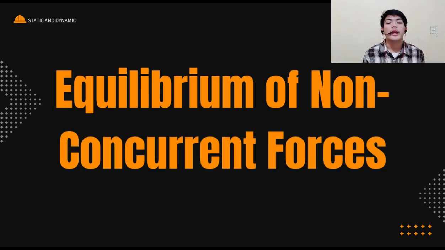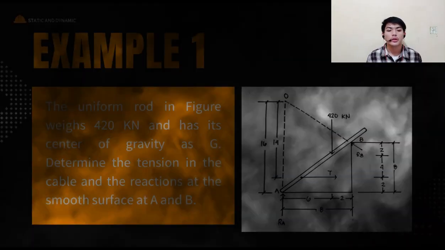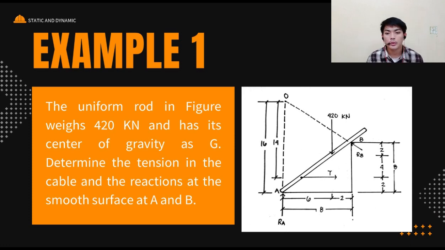So let's proceed to our next topic, which is the equilibrium of non-concurrent forces. For our example 1, the uniform rod in the figure weighs 420 kilonewtons and has its center of gravity at G. Determine the tension in the cable and the reactions at the smooth surface at points A and B. So we are tasked to determine the tension of the cable and the reactions at point A and point B.